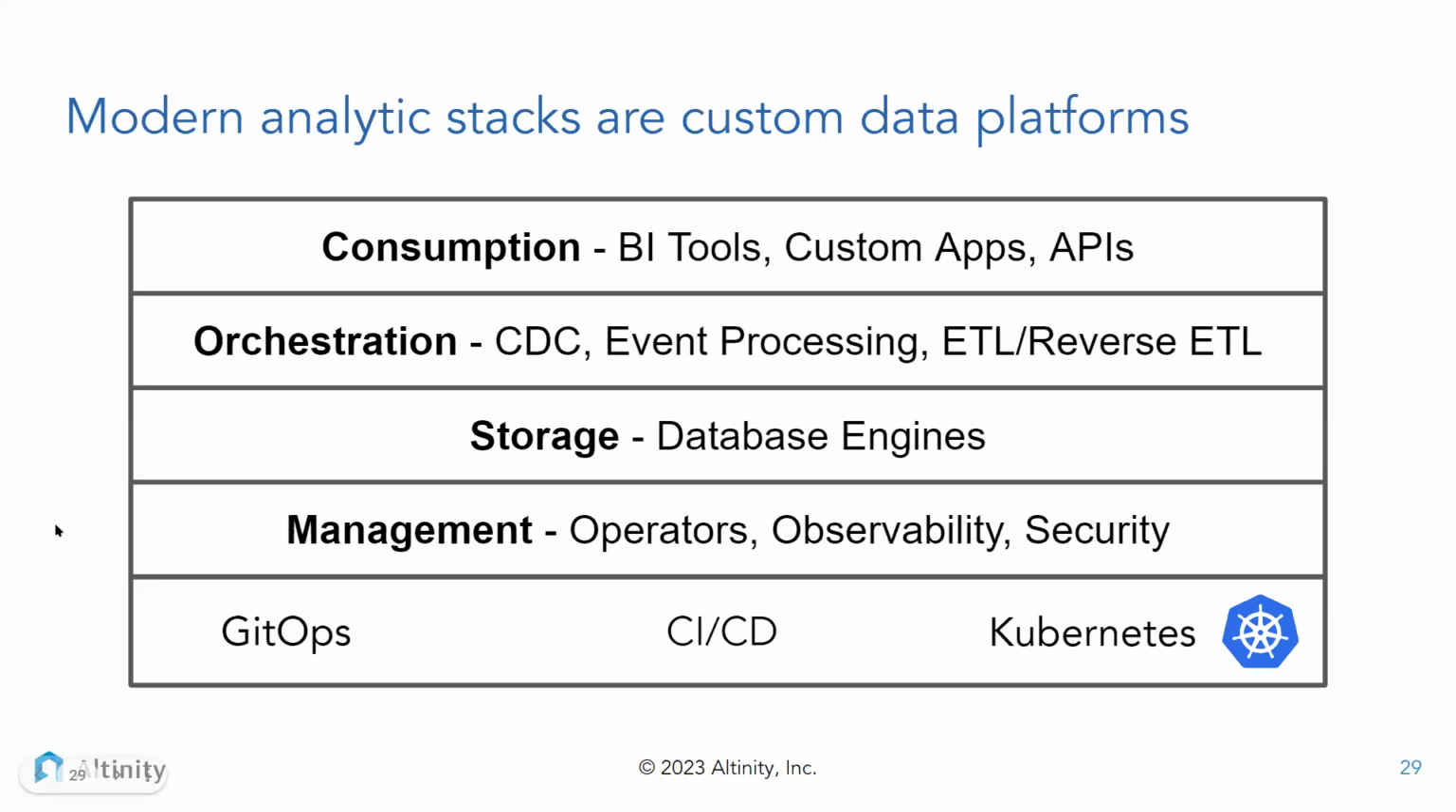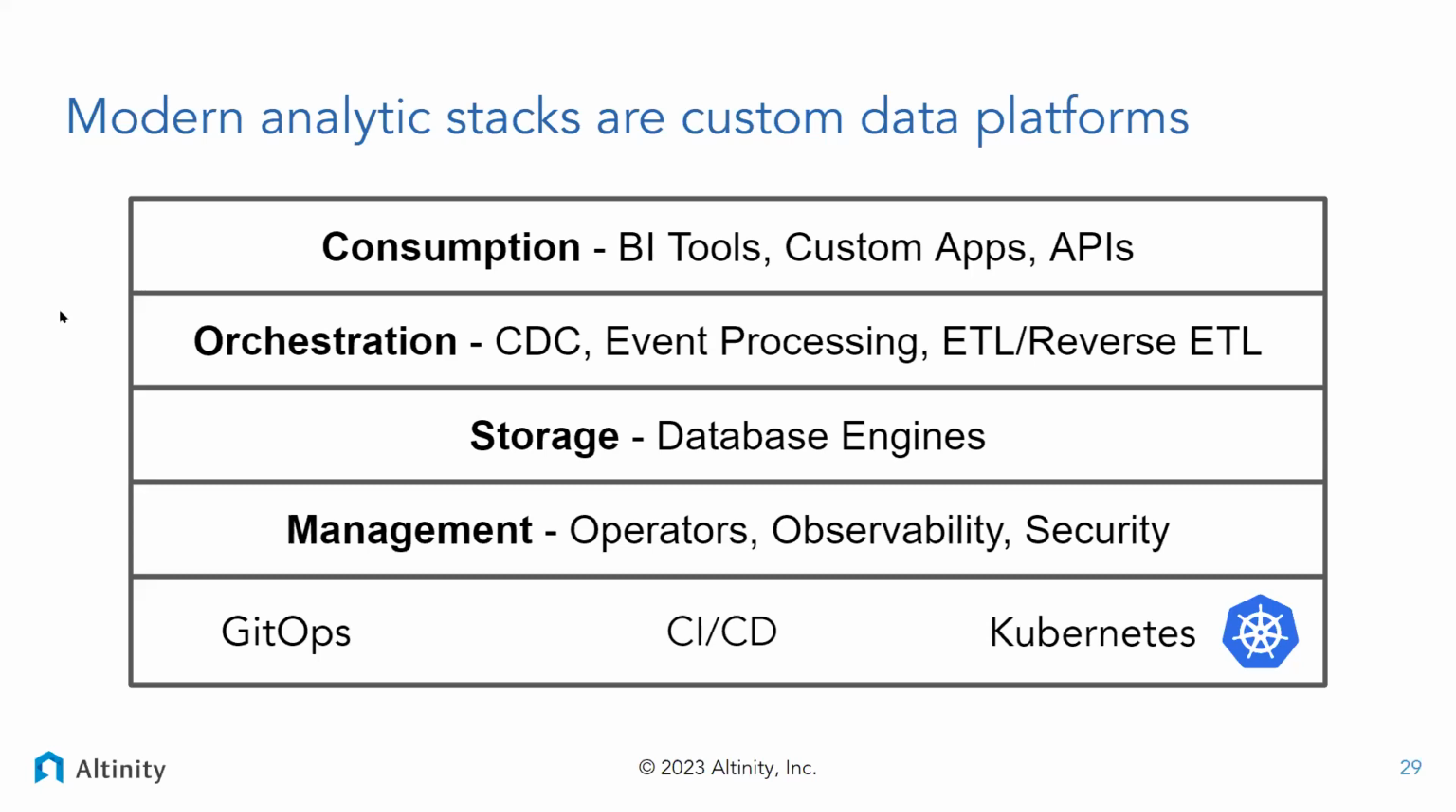So you have a management layer that covers things like operators. We'll talk about those in a second. You have storage, which is your database engines, orchestration, which is your data pipelines, change data capture, ETL and reverse ETL, and then finally consumption, BI tools, your own applications and APIs. These tend to be glommed in together, and I've sort of listed them in the order of their dependencies.